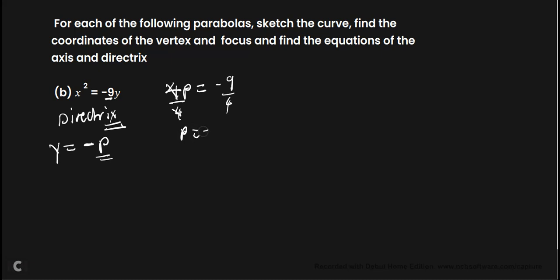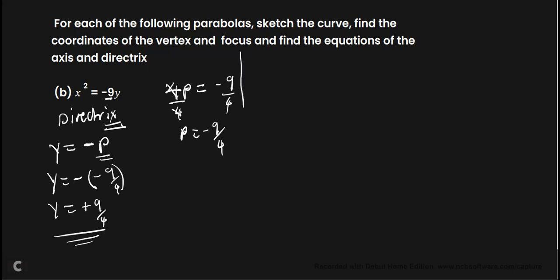P is equal to negative 9 over 4, like that. So meaning that your directrix in this situation will be positive 9 over 4. So this is your directrix, right?